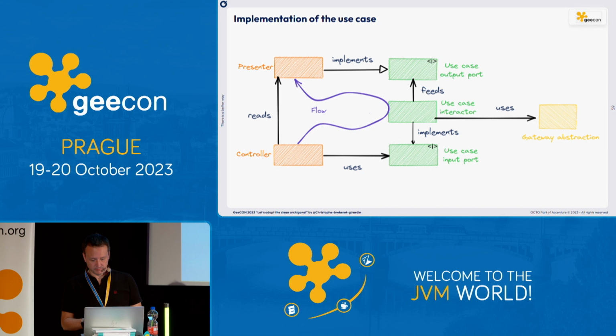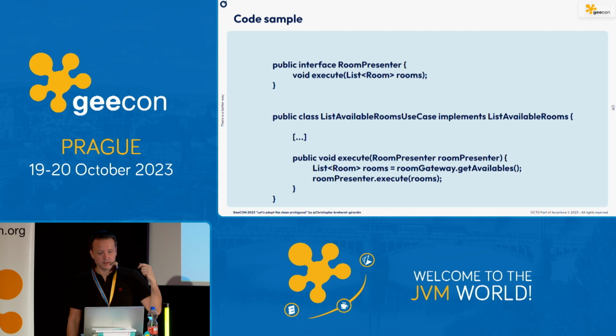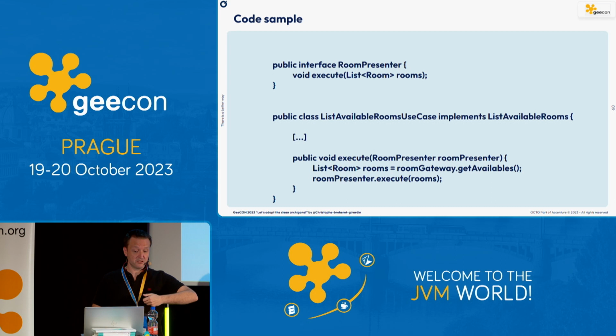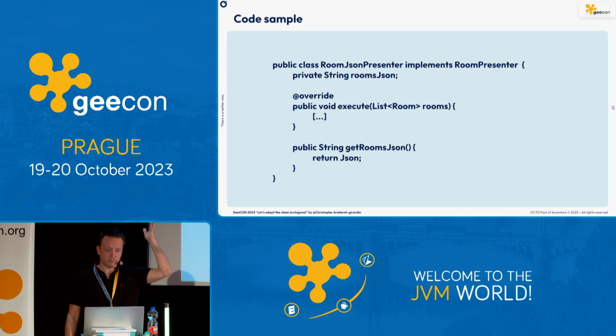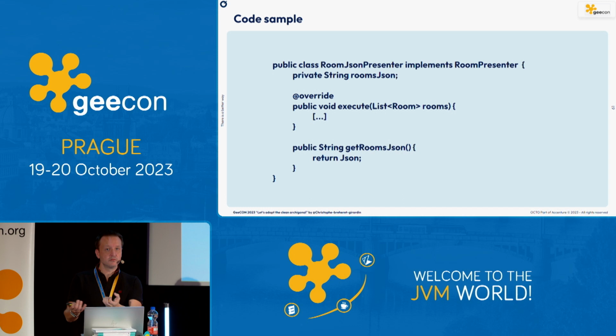Code. So here you have an interface, room presenter, so void. And the use case will call it with the rooms. You see, in the code below, you get the rooms from the gateway, and then you call the presenter, but it does not know what it is going to do. And you can put a JSON presenter, whatever. I put string here. You can do whatever you want. So you have to implement the execute method. You transform the list into JSON, and then you have to get it back. And that's how you extract data from the inner circle.